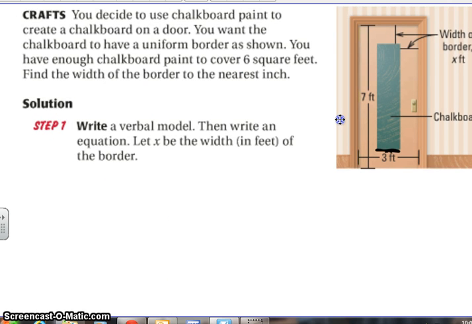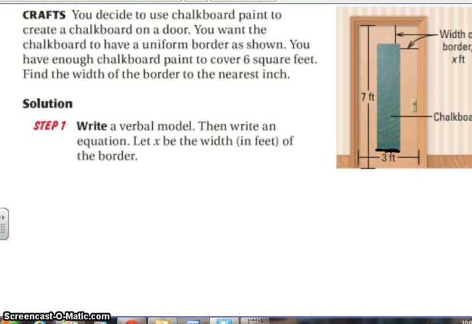So look at this. You have decided to use chalkboard paint to create a chalkboard on a rectangular door. You want the chalkboard to have a uniform border. Uniform means the same, right? So each side is the same width here, from the outer edge of the door to the chalkboard. And you have enough of this paint to cover 6 square feet. So find the width of the border to the nearest inch. That's nice, the nearest inch. So it's not hundredths or something.